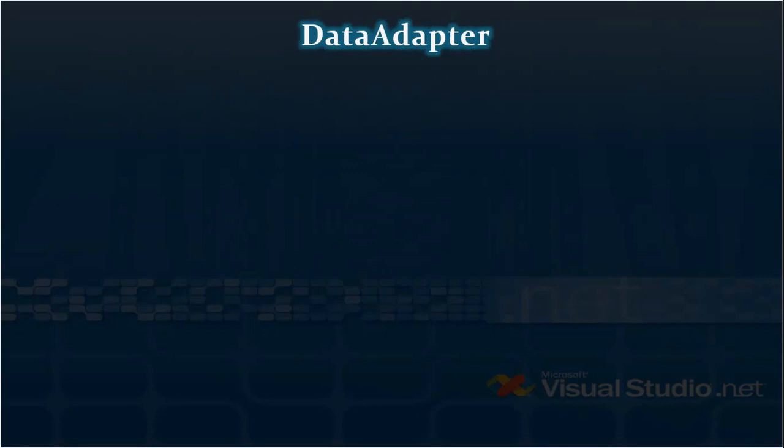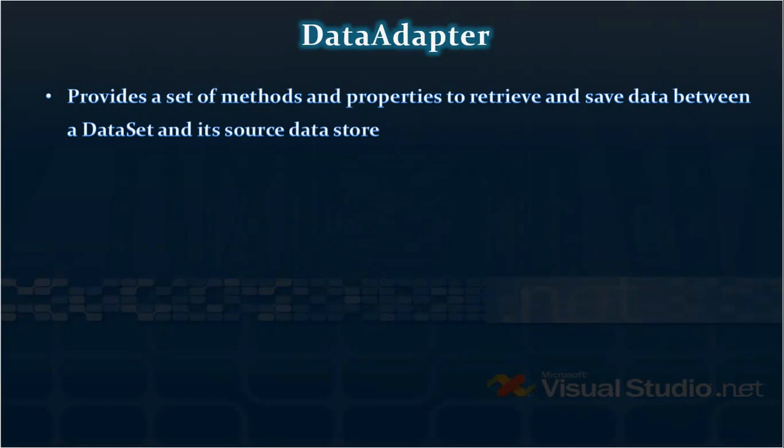Adapter. Now please note, when you're talking about disconnected architecture, we need three keywords again: connection, command, adapter. These belong to the connected classes, but they work for disconnected architecture. I'll show that in code. So please remember these keywords. Okay. What is a data adapter? It provides a set of methods and properties to retrieve and save data between a data set and its source.